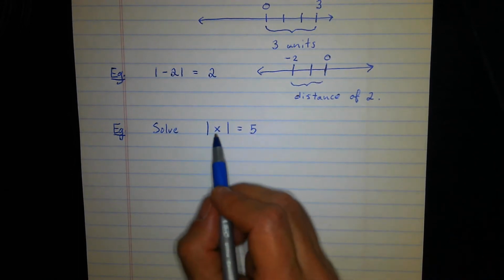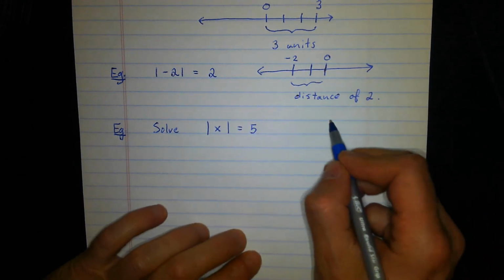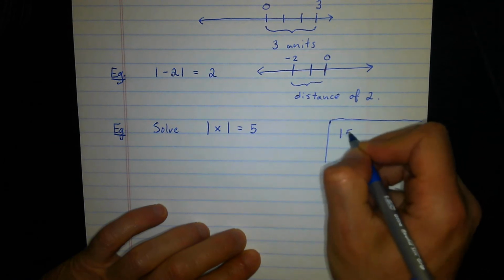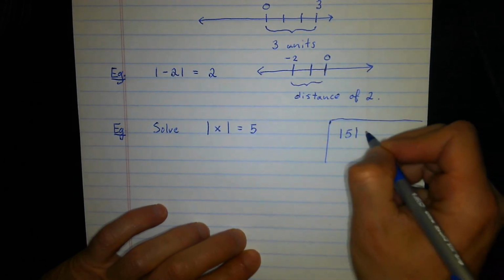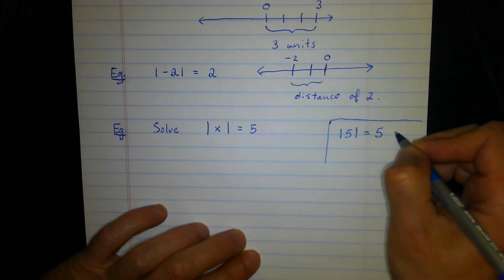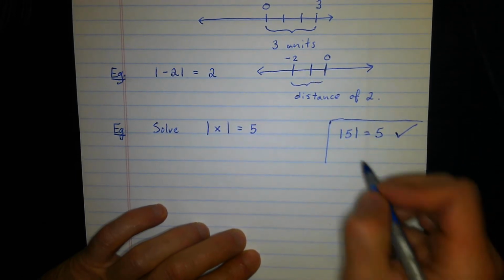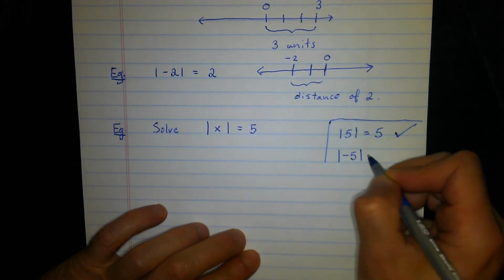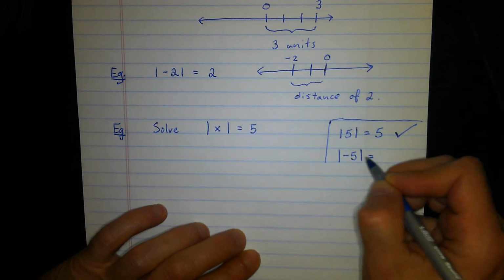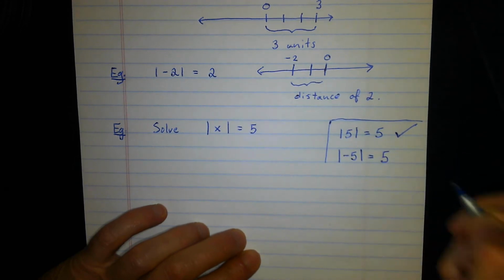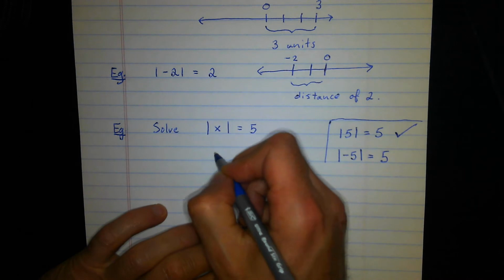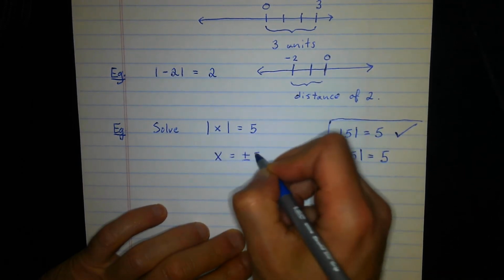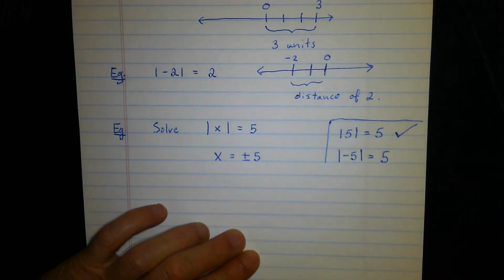Well, if I put in 5, what's going to happen here? Well, maybe I'll just do this off to the side. If I put in 5 for x, I get the absolute value of 5, which of course is 5. So x equals 5 is a solution. And then if I put in minus 5, well, the absolute value of minus 5 is 5. Therefore, x equals plus or minus 5. Those are the solutions to this equation.